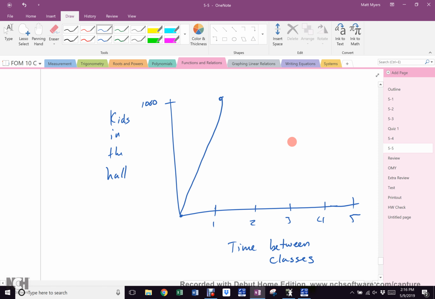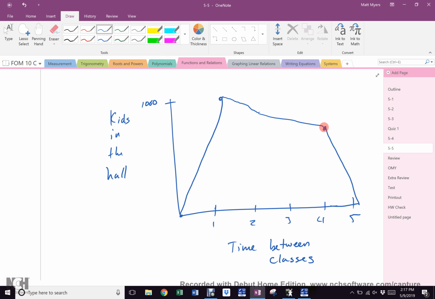What starts happening from 1 minute now? Starts going down, because if your class is next door, you're out of the hall, yes? So it's going to go down a little. What's going to happen between 4 and 5? That's going to be the biggest drop, right? Everyone agree? Is this discrete or continuous data?